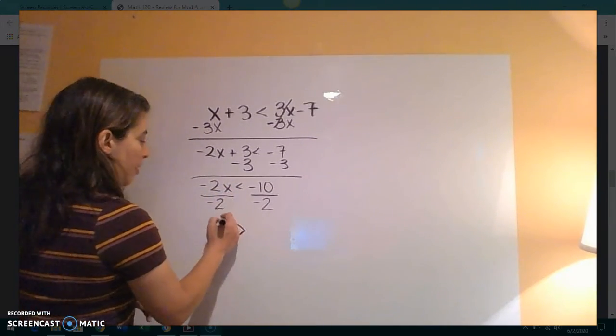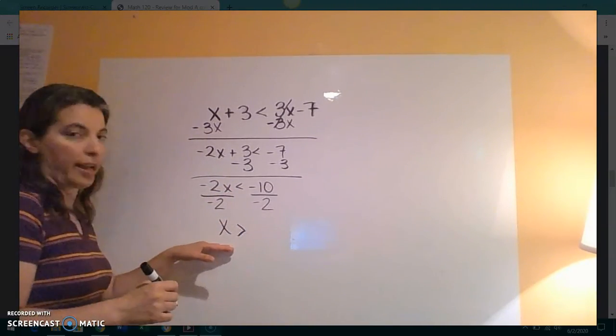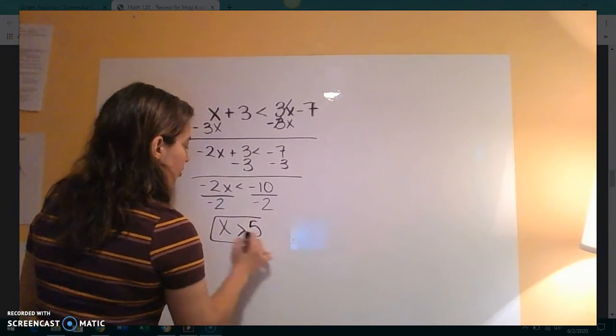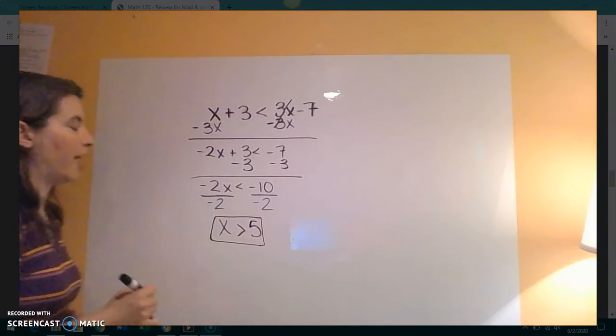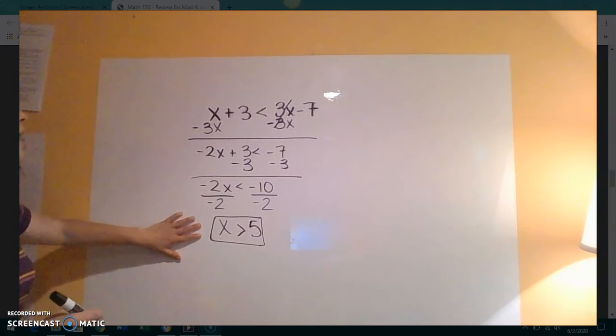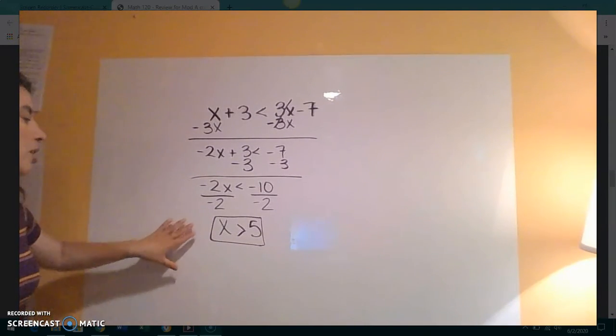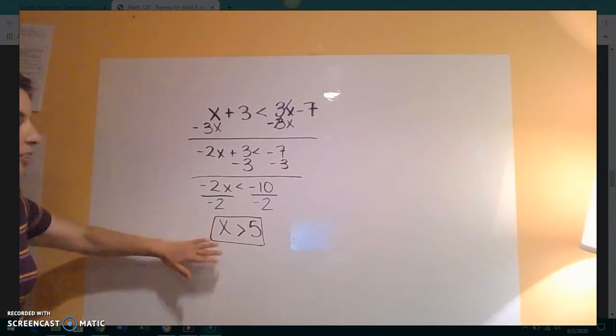So -2 divided by -2 is 1. That's good. We wanted x by itself. -10 divided by -2 is 5. So x has to be greater than 5. So how do I check this? Well, I can't check every single number, because anything above 5 is going to be a possible solution. But I can check some number above 5.